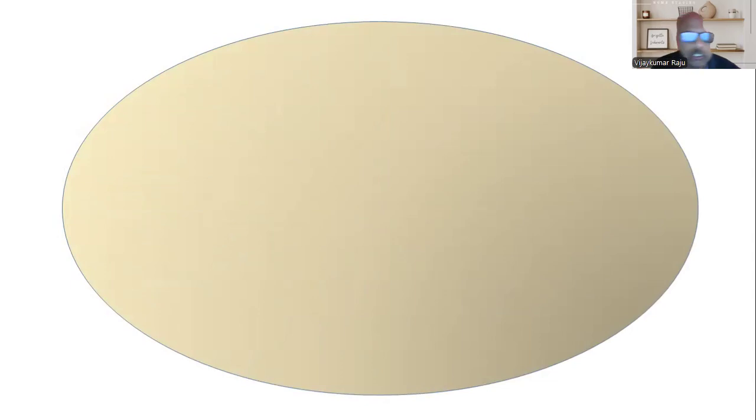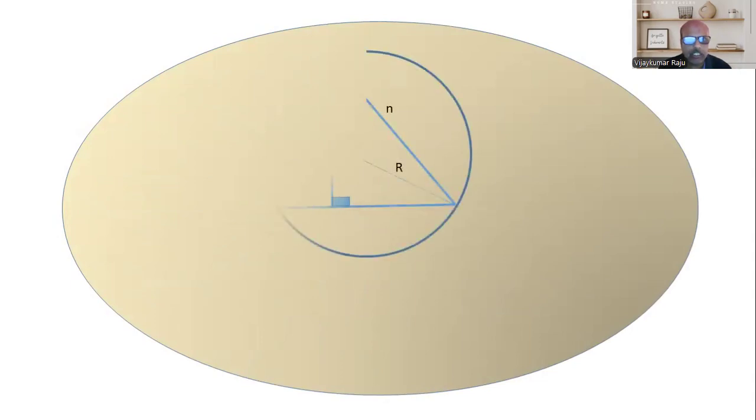Today we are going to solve a typical sum where a triangle is inscribed in a circle. The radius of the circle is r, and the lengths of two sides of the triangle are given, along with the included angle. We have to prove that m into n is equal to 2r into h.